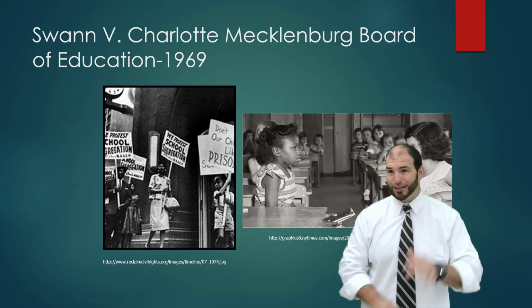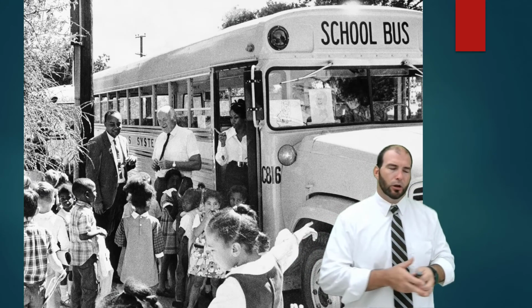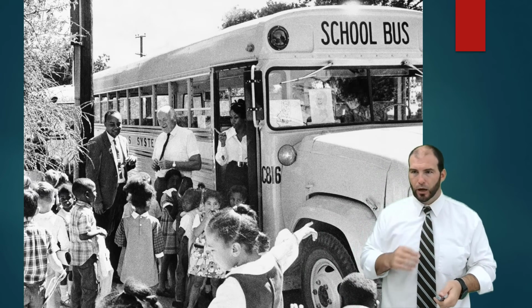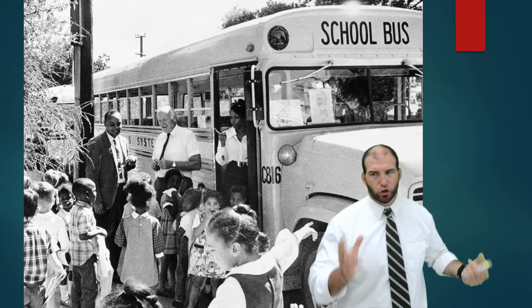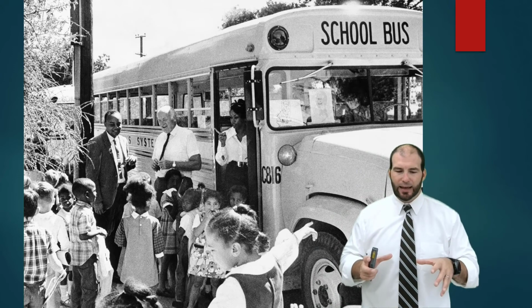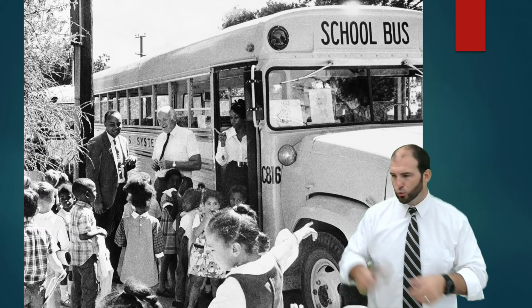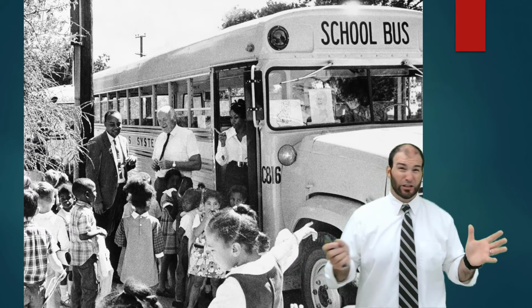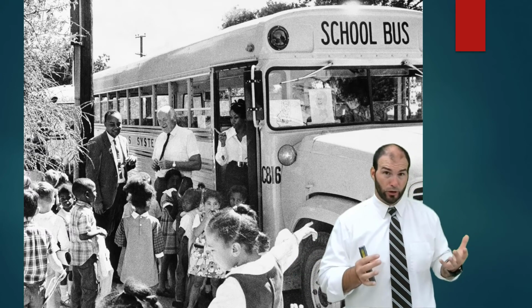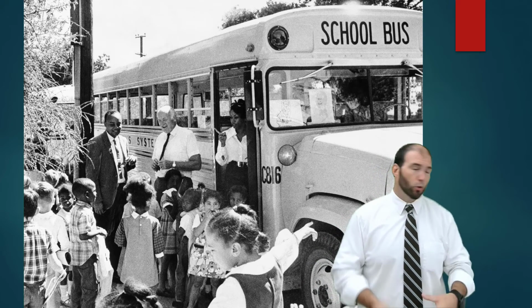It's a pretty brazen move, but after the Supreme Court hears this, and it's Swann versus the Charlotte-Mecklenburg Board of Education, is the idea that all kids need equal opportunity. Having the black schools and white schools, by this point, we're 15 years after Brown versus Board of Education, people realize having segregated schools is not good in our society.